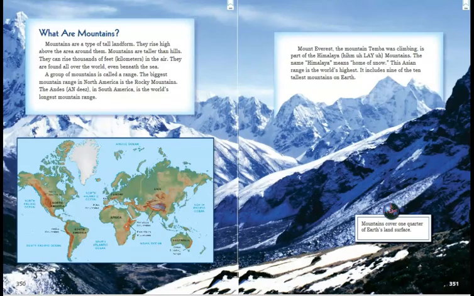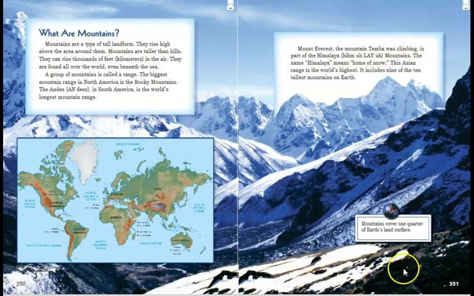All right, so we just got a closer look at the mountain ranges that we're reading about. So let's keep reading. Mount Everest, the mountain Temba was climbing, is part of the Himalayan mountains. The name Himalaya means home of snow. This Asian range is the world's highest. It includes 9 of the 10 tallest mountains on Earth. Wow. And notice once again, guys, they helped us out with this pronunciation of the word Himalaya. So that gives us an idea of how to say that word correctly.